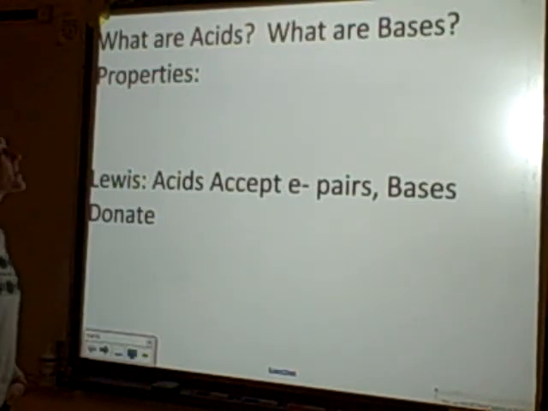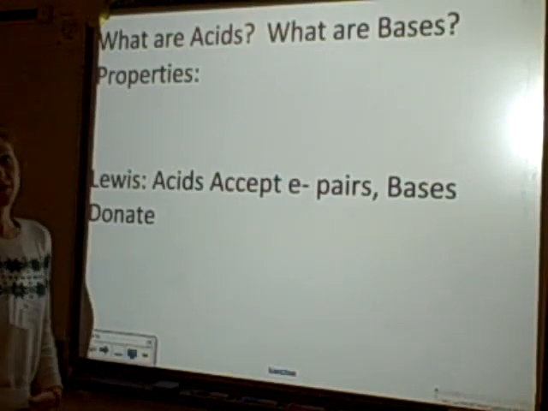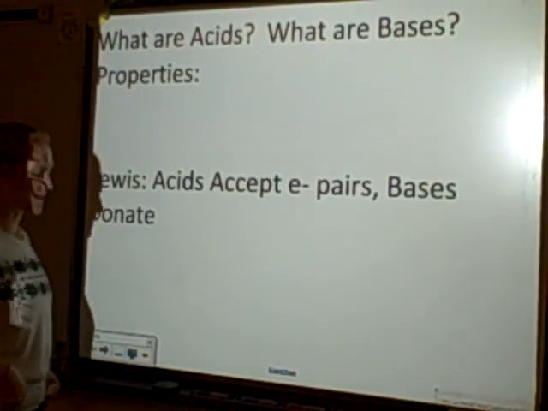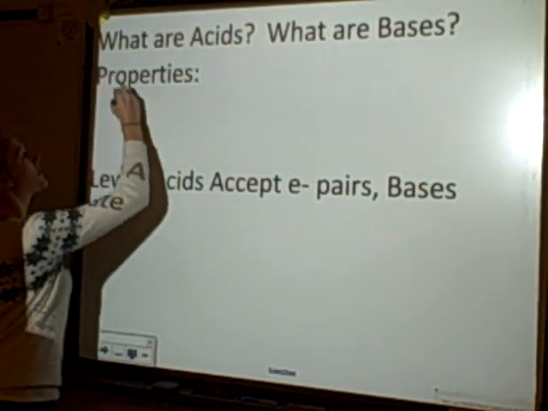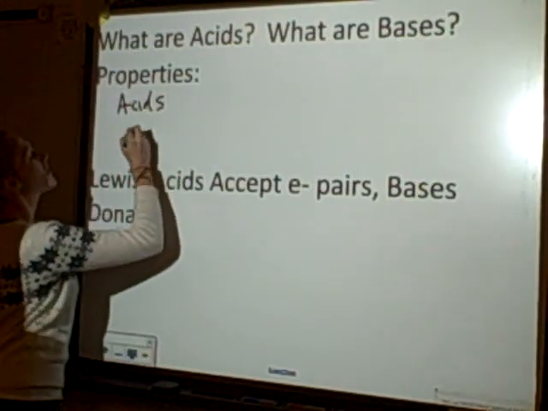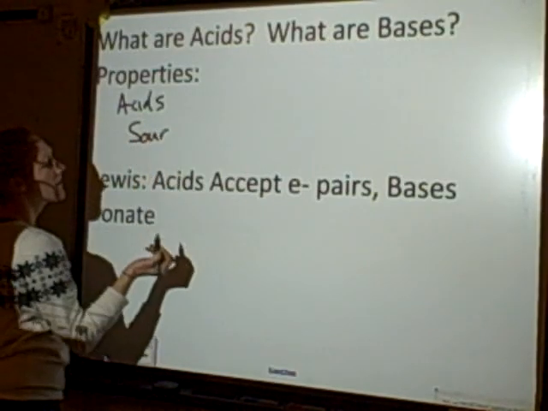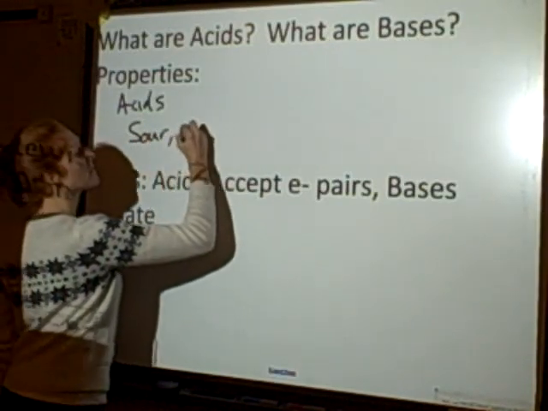What are acids and what are bases? There are a few properties of each that led to the discovery of each one and to the attempt at classifying them. So acids tended to be sour, and they react with bases.